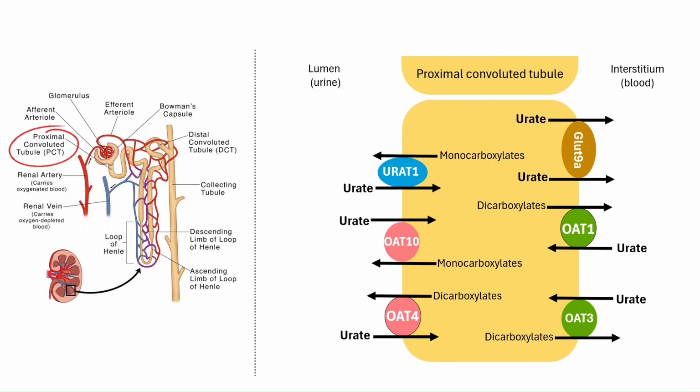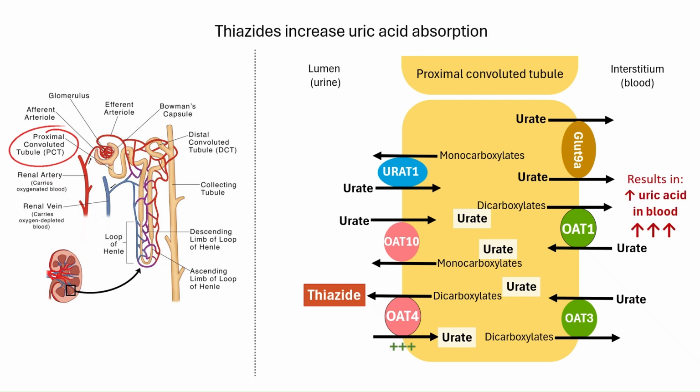On the luminal side of the proximal tubule cell, thiazides also interact with OAT4, an anion exchanger embedded in the apical membrane. This transporter swaps thiazide molecules for uric acid, effectively reabsorbing urate from the urine back into the cell. As urate accumulates inside the cell, it can then cross the basolateral membrane into the interstitium, ultimately raising serum uric acid levels. But that's not the whole story.